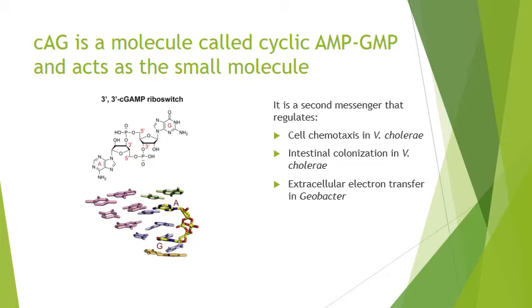It's a second messenger that regulates Vibrio cholerae in two ways: cell chemotaxis and intestinal colonization. Also, there's extracellular electron transfer in a geobacter. We'll talk about what a geobacter is and why it is important.